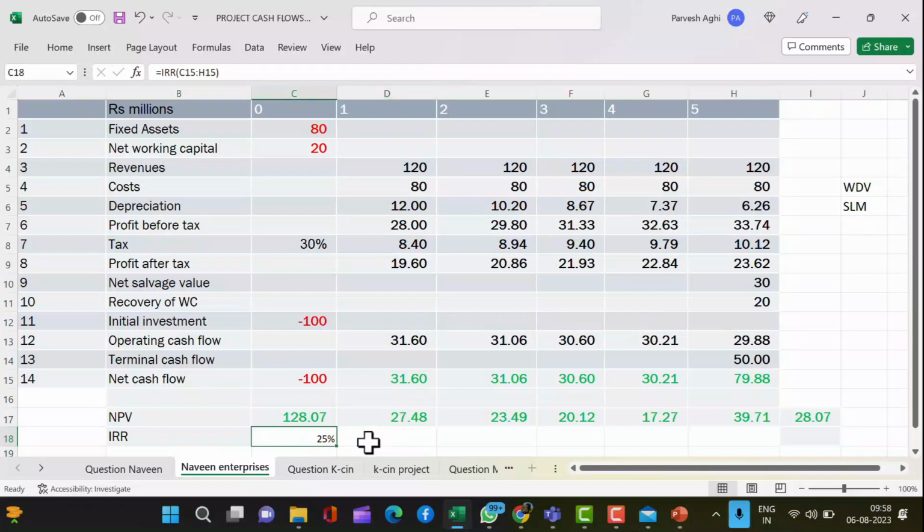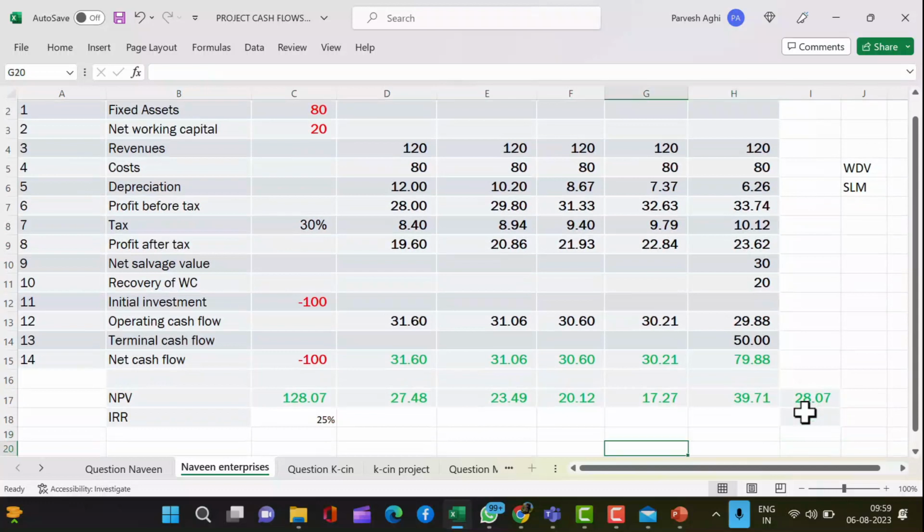25%. And what is the cost of capital? 15%. So that's why we are getting positive NPV. The project is giving a return of 25% per annum for the company, whereas NPV is positive. So this is the NPV and IRR we have calculated, and you can also calculate the MIRR, which is a better indicator.